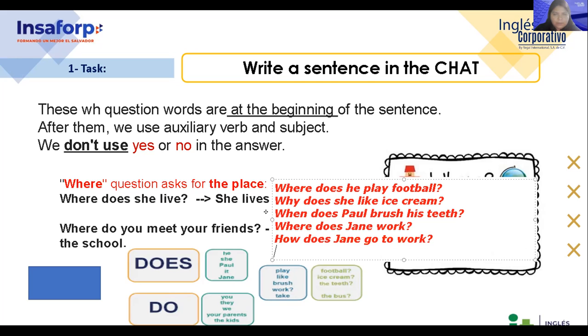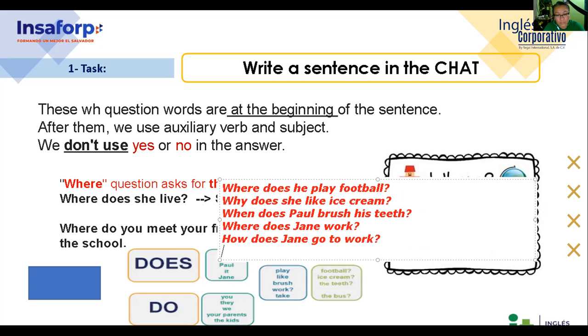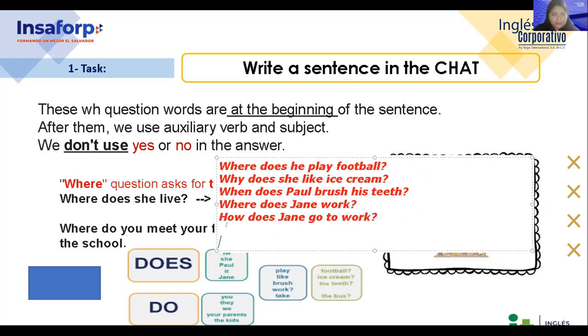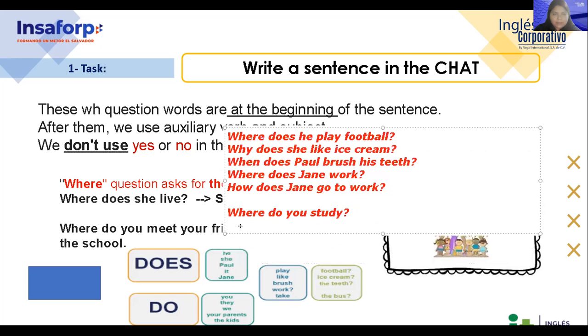Vamos a ver, tenemos ahí más. Estas eran de tercera persona. Ahora seguimos con segunda. Where do you? Cambiémosle el verbo ahí. Where do you study? ¿A dónde estudias? La siguiente. ¿Algún voluntario ahí? When do they? ¿Me ayudan ahí con un verbo? They travel. Okay, when do they travel? ¿Cuándo viajan? Muy bien.